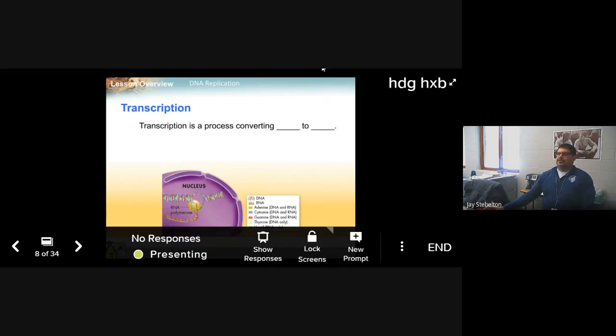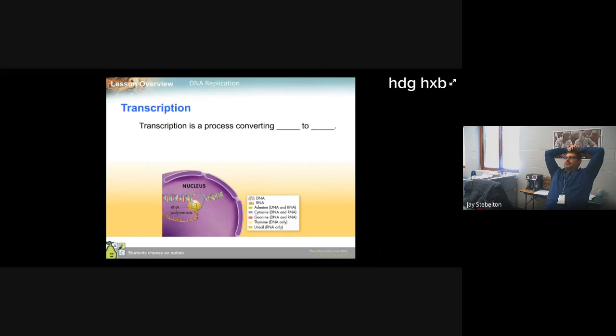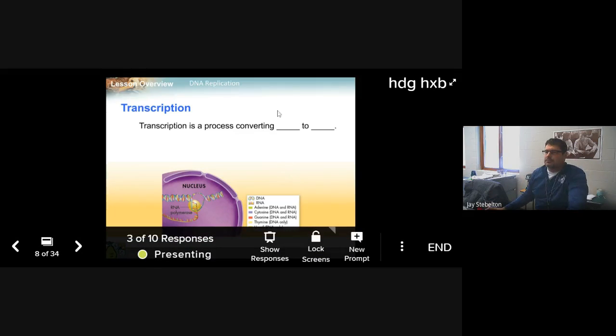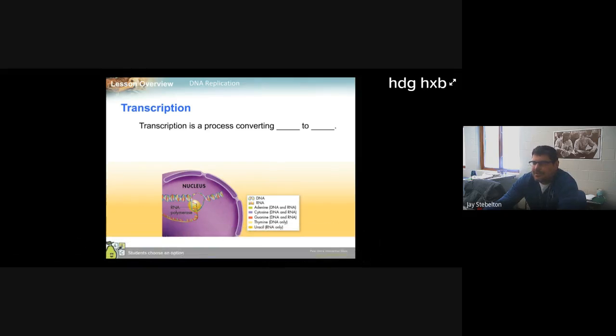Okay, so listen, try this one. I think it's multiple choice. Transcription, the only thing we've talked about so far, is the process of converting something to something else. Just remember that the message always starts with DNA. That'll give you the answer. So transcription is transcribing the message from the DNA.